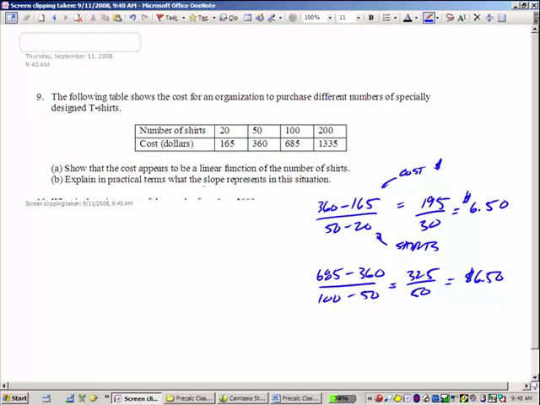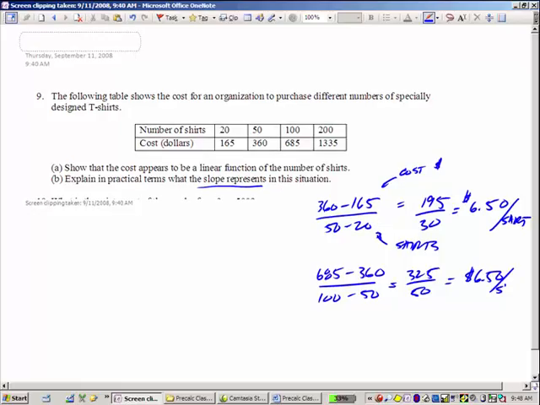So explain what the slope represents. It's $6.50. Oh, we didn't really finish that. You said it, Evan, didn't you? $6.50 per shirt, right? Per shirt. What if I wanted to go the extra step and actually find the linear equation?